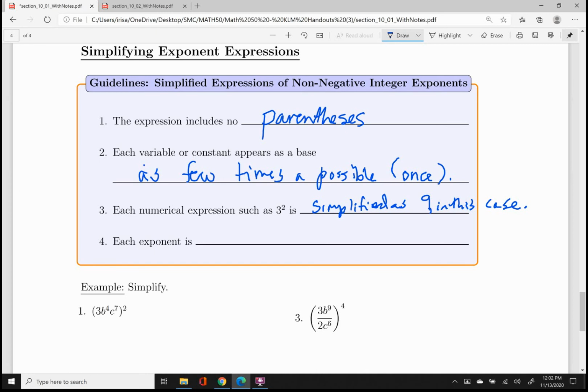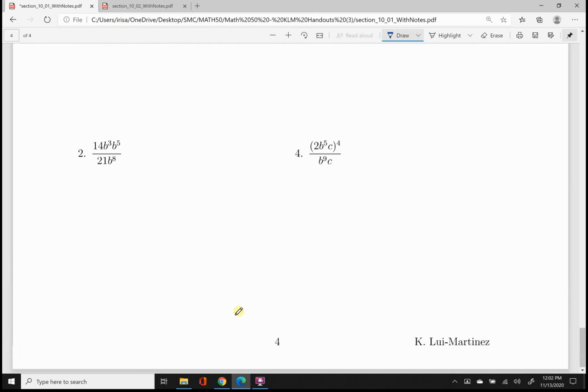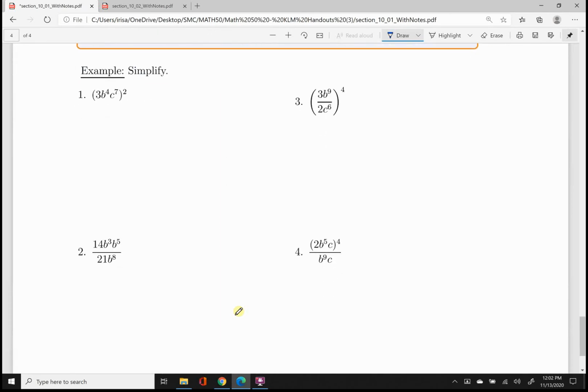And each exponent is positive. I know we haven't introduced negative exponents yet, but when we do, this is certainly going to transfer over to that. Definitely we want to not have our final answer include any negative exponents. So let's have a few more examples, and then we will get to a few more rules in the next section, section 10.2. All right, so let's go ahead and simplify these again.